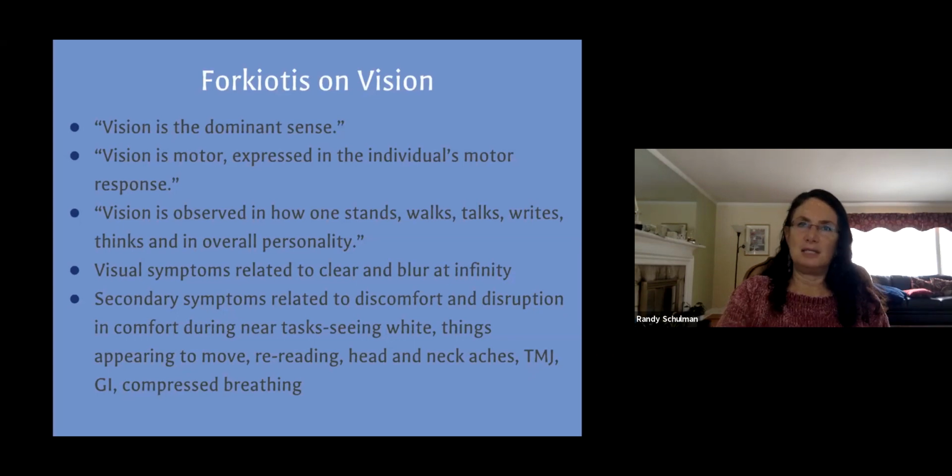So he tended not to prescribe what he measured or what their refraction was, but he really was looking at, okay, how can we make this individual more comfortable? And he also talked a lot about secondary symptoms. So it's not about blur. He talked about looking at breathing patterns, the gastrointestinal problems, head and neck and jaw aches. He did a lot with TMJ.